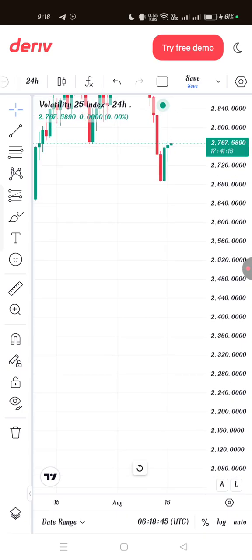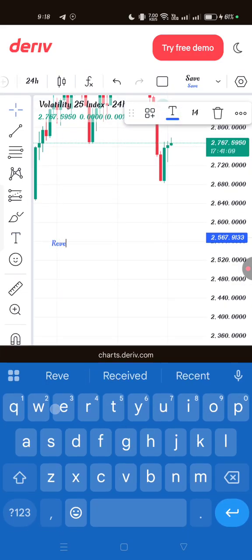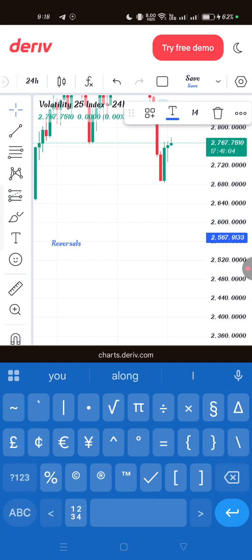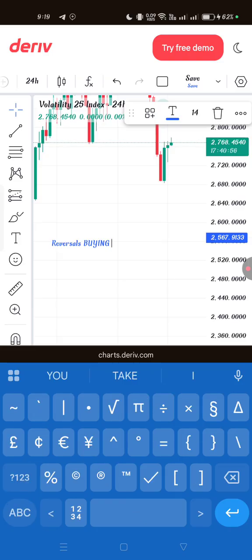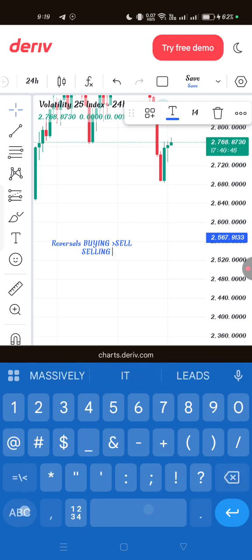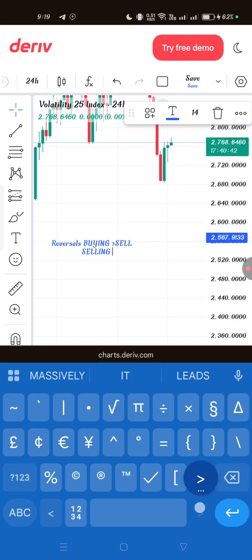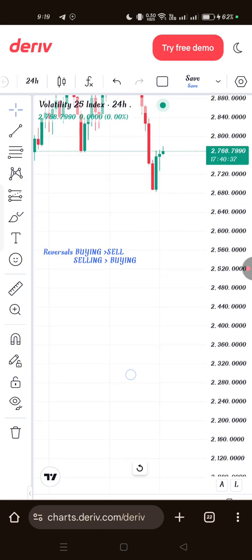For example, we'll be trading something called reversals. Reversals mean, in short, if the market was buying, then we'll expect that particular market to sell. And if it was selling, then we'll expect the price to give us buys. So that is all about reversal, and I'm going to teach you how we are going to trade reversal.